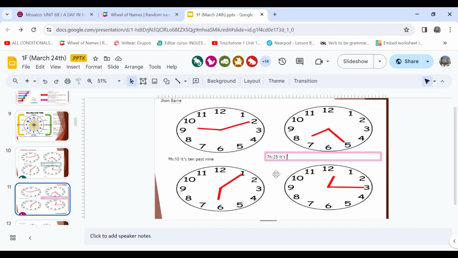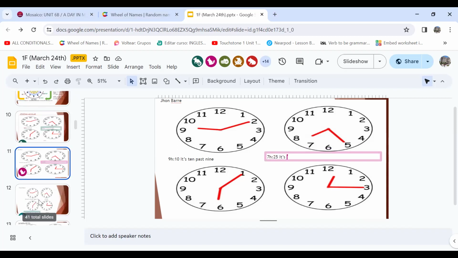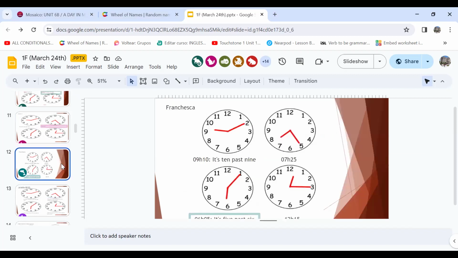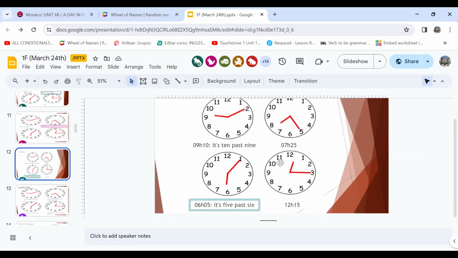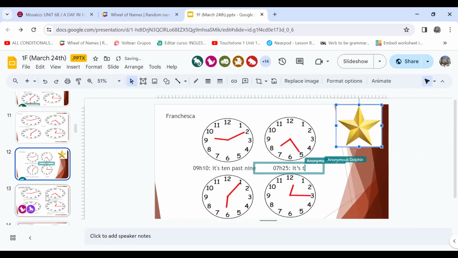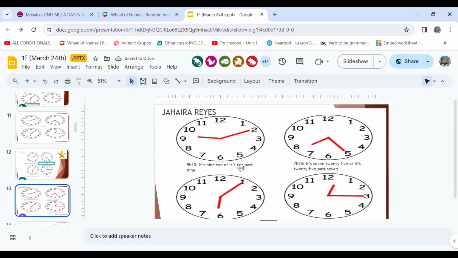Ya los últimos deben haber terminado, los que les reviso último. Aquí tampoco, ok. This is correct. 10 past 9, yes. A ver, ¿de quién es este? Francesca. It's 10 past 9. It's 5 past 6. Yes, correct. Okay. Let's see the other, Jahaira. It's 9:10 or it's 10 past 9. Yeah, it's 7:25 or it's 25 past 7. Yes.